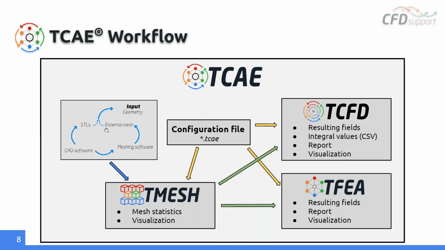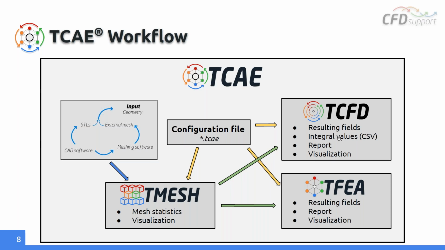Or, if you have some external code for meshing, you can generate the mesh outside of TCAE and then input the ready mesh, which is already ready for the simulation. So the first option is to input STL. The second option is to input an external mesh, a mesh which is ready for the simulation. And then from T-mesh, it is sent to the TCFD.